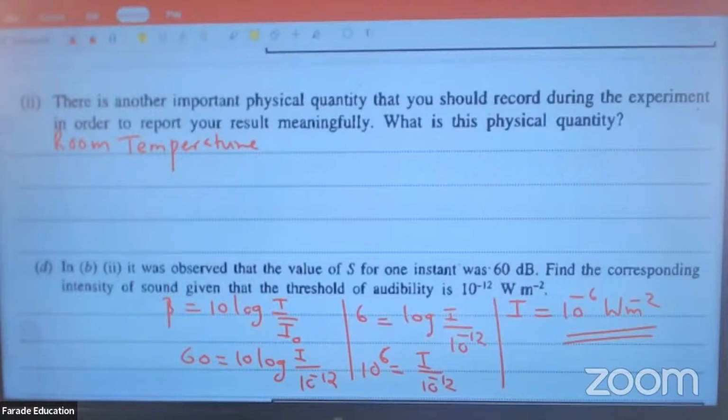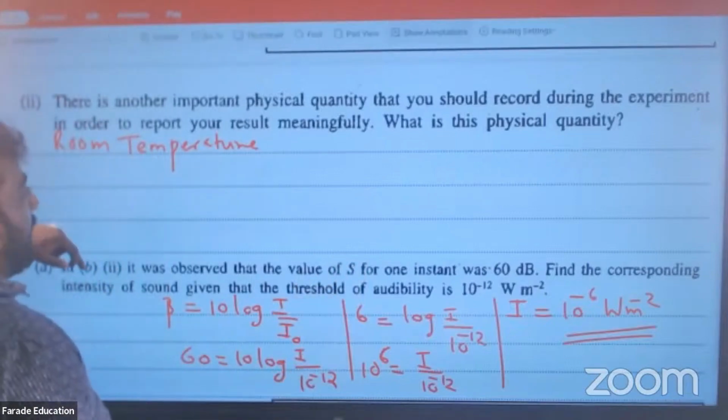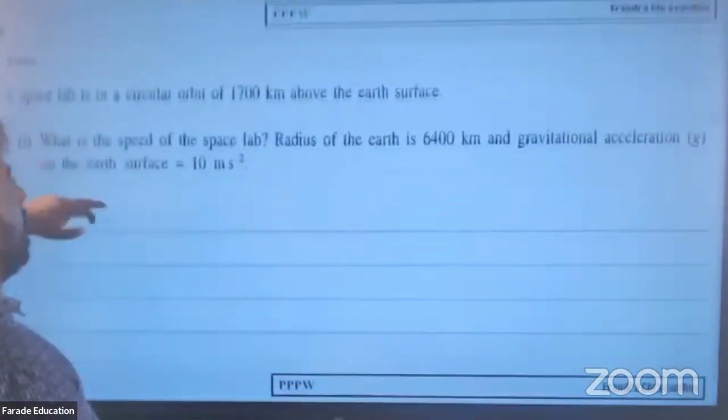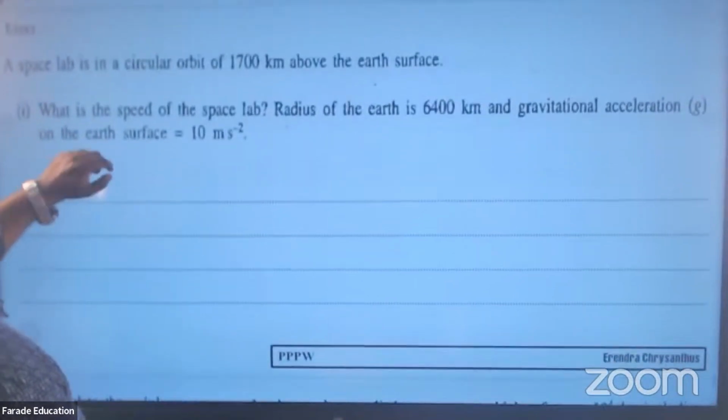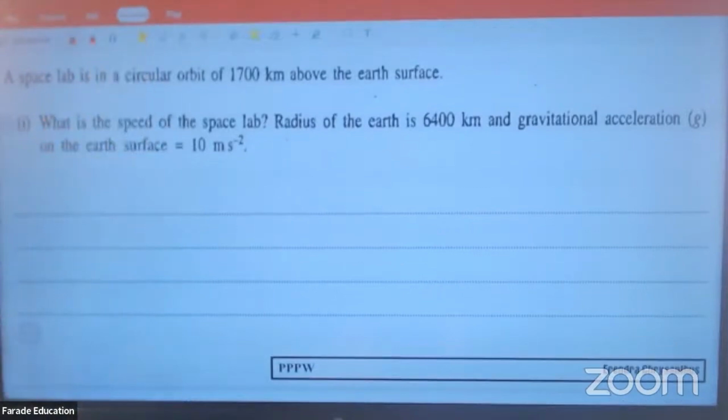Now you can see, because of the experience of doing MCQs, these are actually very easy now. Essay question. Gravitational fields question.